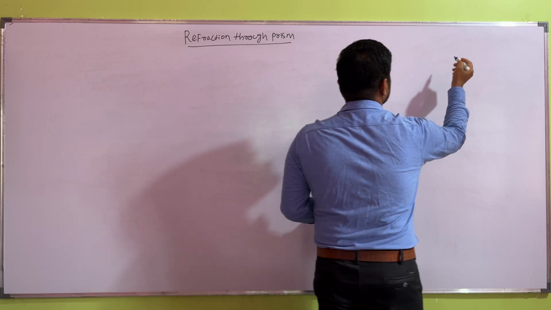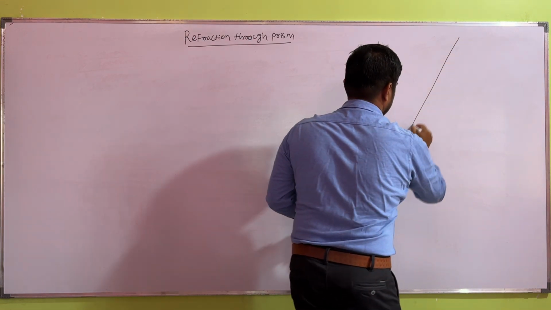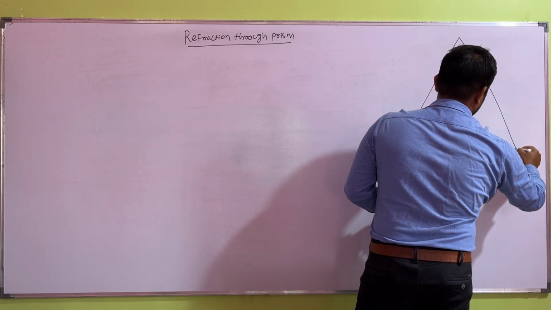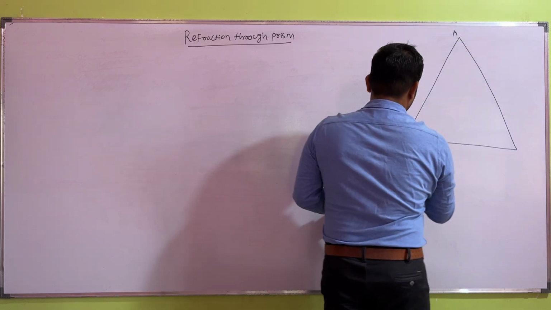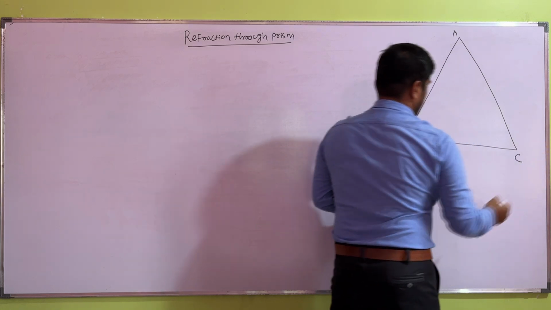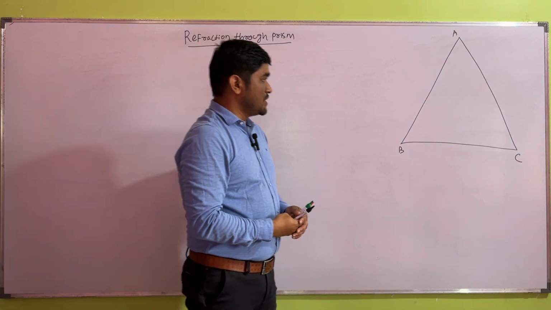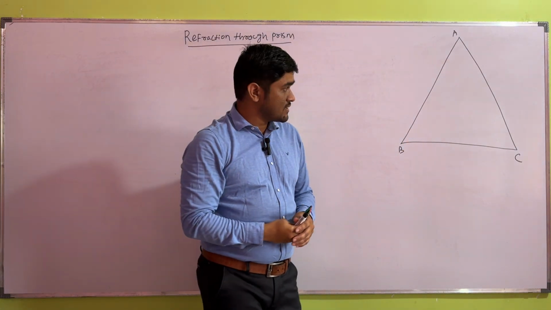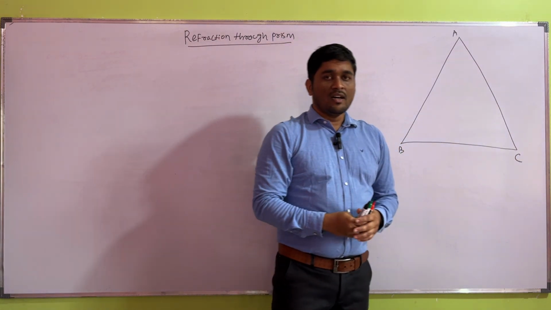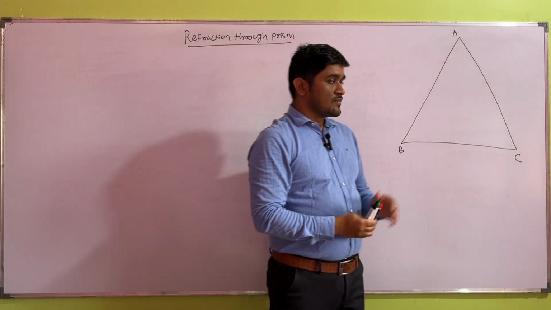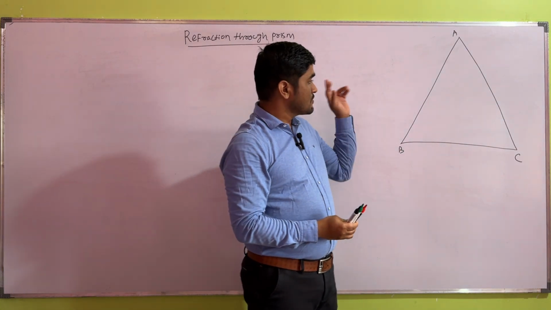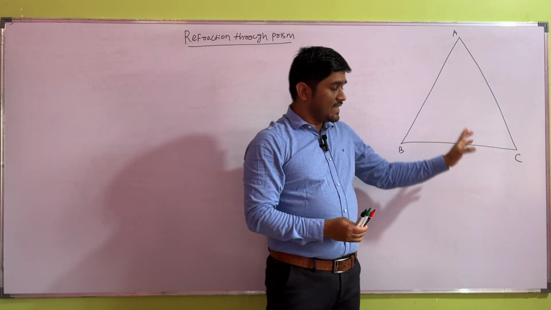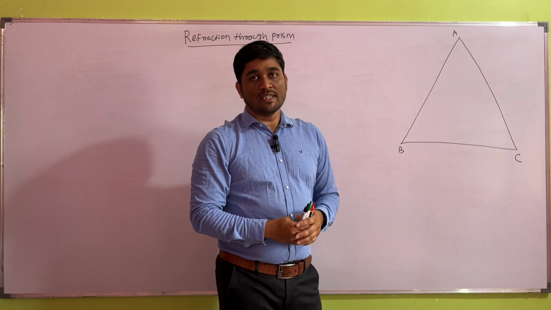So first, draw the diagram. Let ABC be the prism, where AB is one refracting surface and AC is another refracting surface. That means when the ray of light is allowed to fall on the face AB or AC, refraction of light will take place.